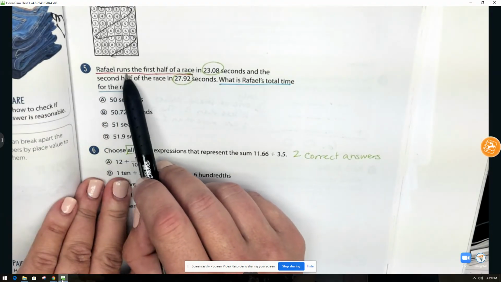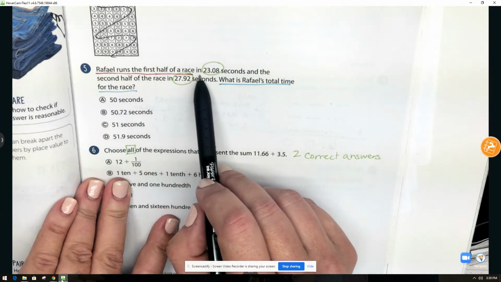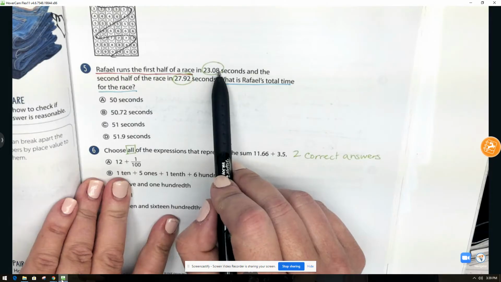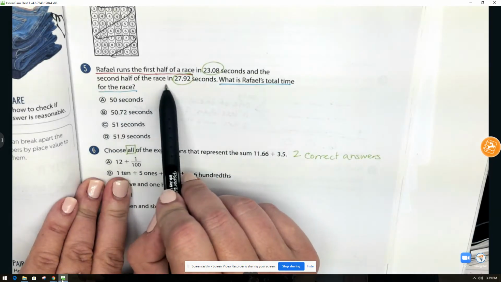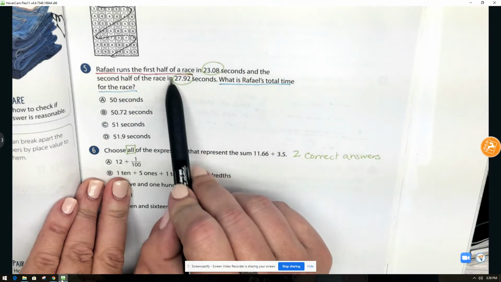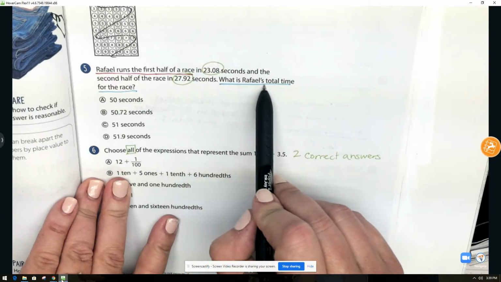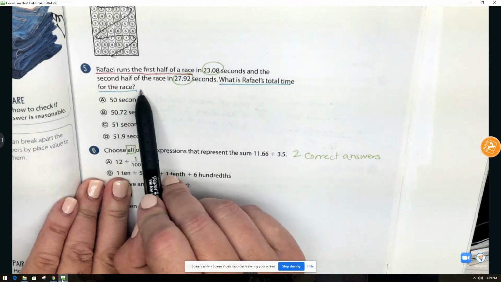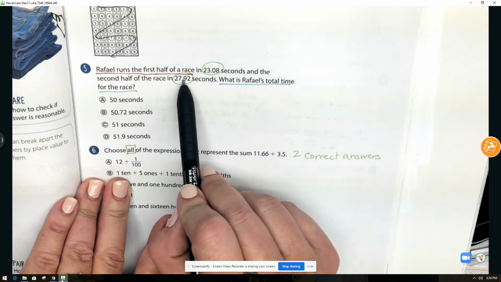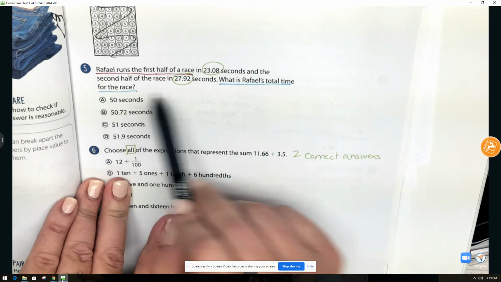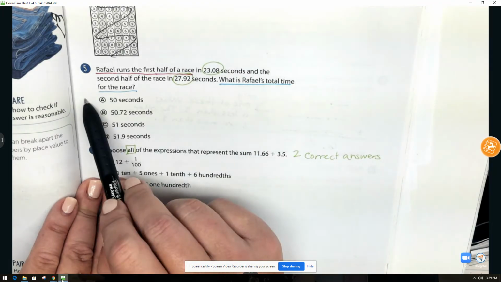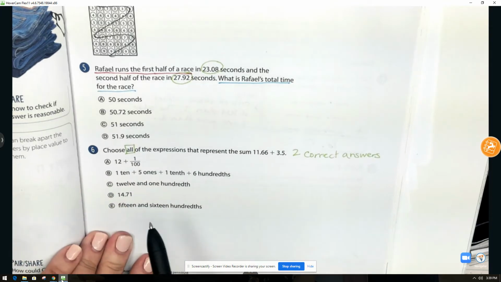Number 5 says Raphael runs the first half of the race in 23 and 800 thousandths seconds and the second half of the race in 27 and 92 hundredths seconds. What is Raphael's total time for the race? Take those two values, add them together, and then circle your answer.